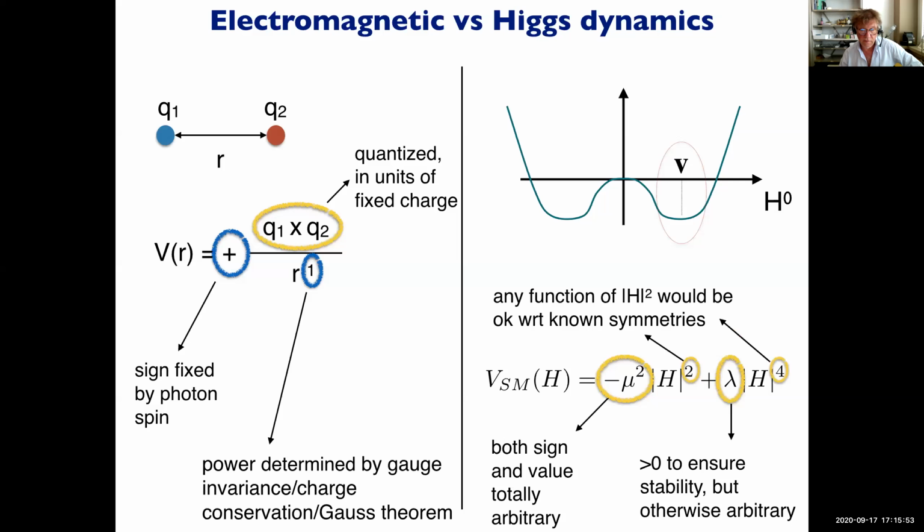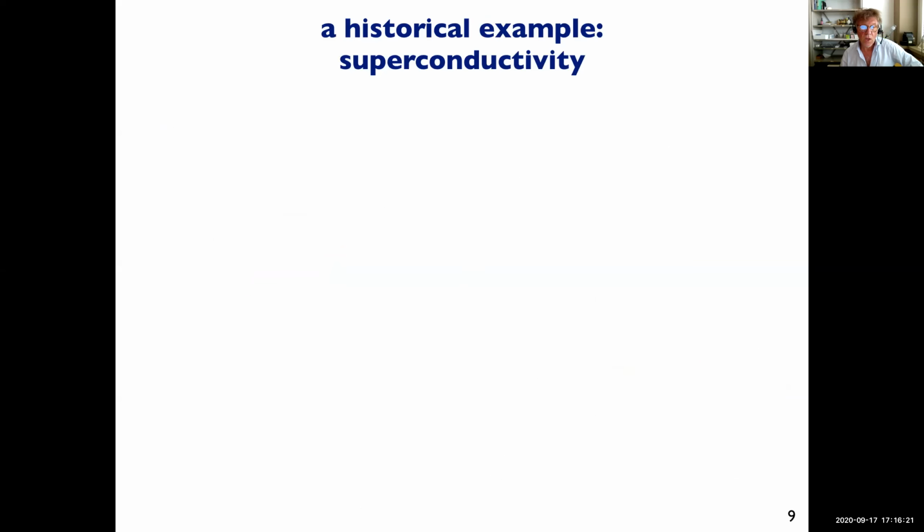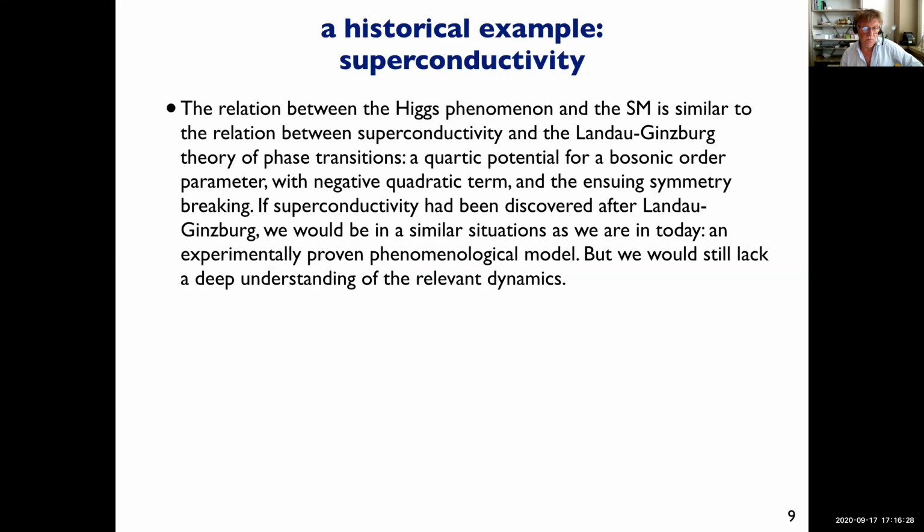We could have any function of h squared. We could have the log of the square root of 1 plus the cosine of h squared. That would satisfy all of the symmetry properties. Of course, h squared plus h to the fourth is the expansion near the origin. So pretty much any function will have this local behavior, but that doesn't mean that this is following from any fundamental principle. And a good way to put this into context is to think about the historical example of superconductivity.